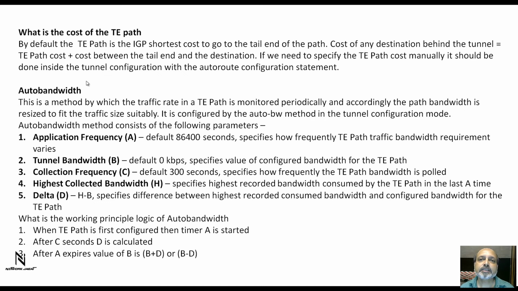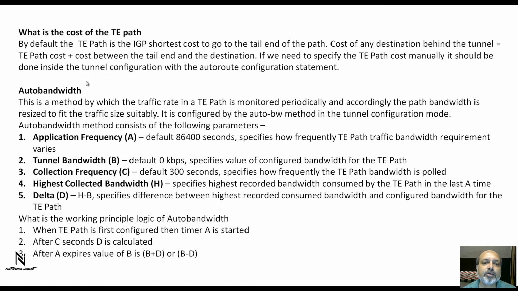Now we come across certain other issues related to the MPLS TE path. Now this is one issue. What is the cost of the TE path? Definitely it is a path, so it should have a cost, right? By default, the TE path cost is the IGP shortest cost to go to the tail end of the path. The cost of any destination behind the tunnel is equal to the TE path cost plus the cost between the tail end and the destination. If we need to specify the TE path cost manually, it should be done inside the tunnel configuration with the autoroute configuration statement.